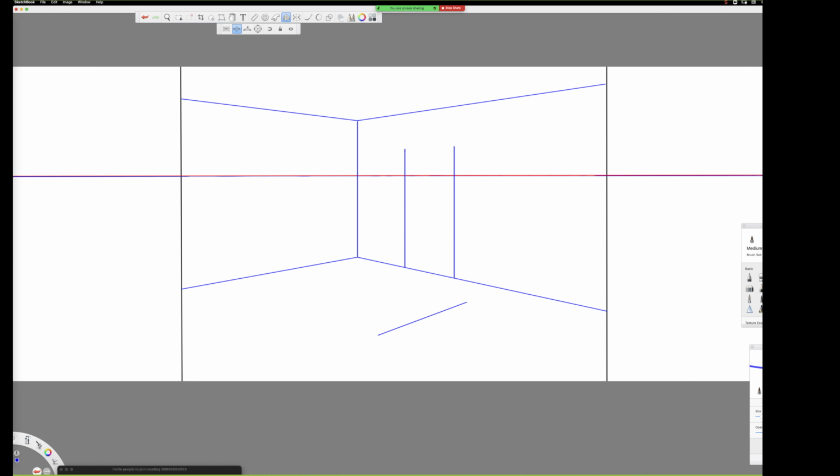Vertical. That's correct. Yep, absolutely correct. So, does that answer your question, Quentin? Yeah, are the vantage points always going to be on the horizon line?